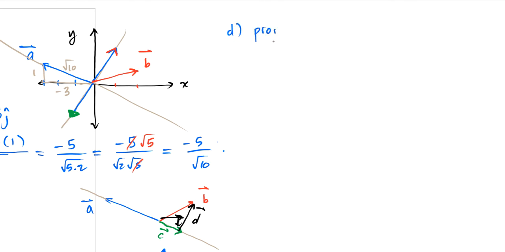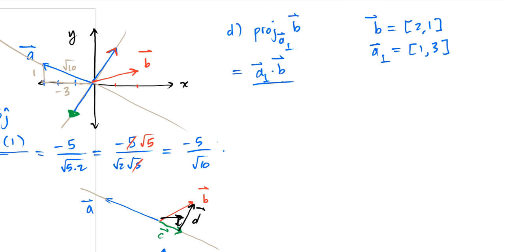So we're going to choose the proj of B onto A perpendicular, where B is equal to 2, 1, and A perpendicular was equal to 1, 3. And therefore this quantity is a vector, and it's given by the dot product of A perpendicular and B divided by the magnitude of the ground vector squared multiplied by the ground vector. And we know that the magnitude of A perpendicular is equal to the magnitude of vector A because they're the same vector, just rotated 90 degrees.